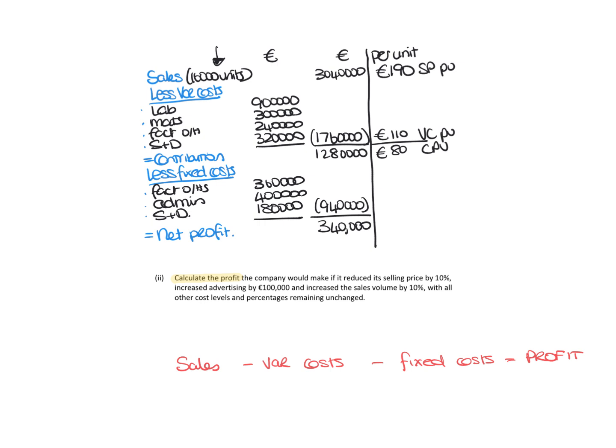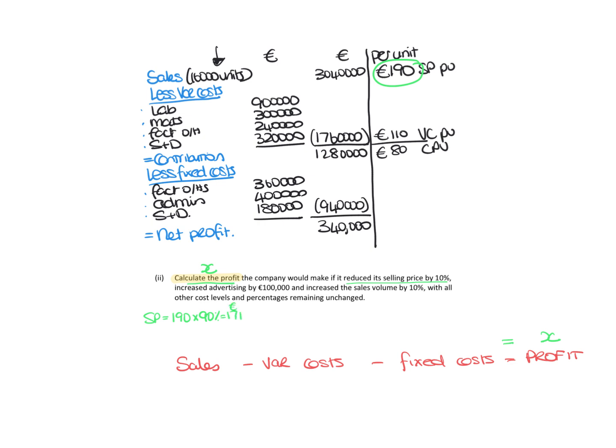Okay, so sales less variable costs less fixed costs is equal to profit. So we can see here that we don't know what the profit is, okay? So we're going to make the profit equal to X. So that's what we're trying to find out. Now, it wants to reduce its selling price by 10%. So I'm just going to write any changes up the top. So the selling price is €190 that we have up here, multiplied by just 90%, okay? So that will be €171.